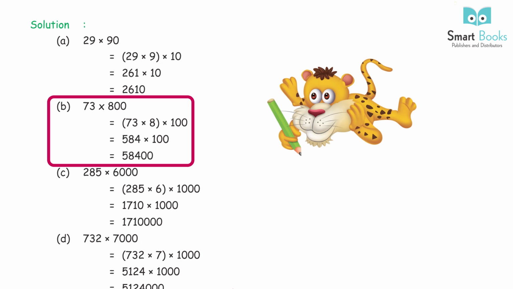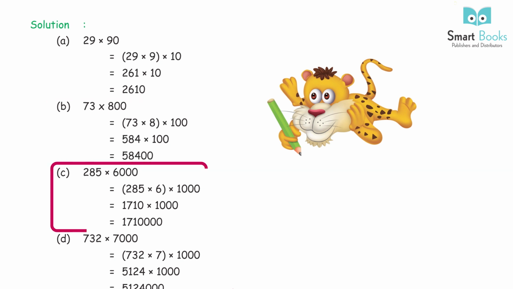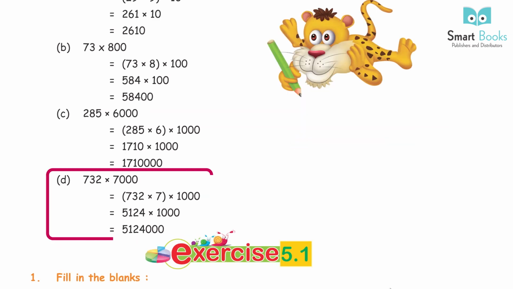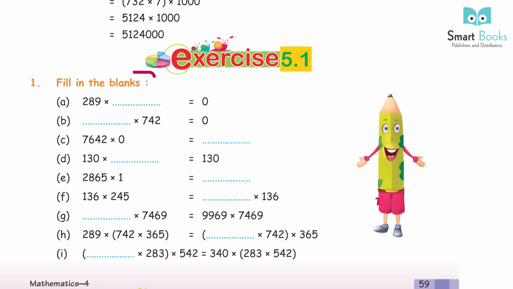equal to 58,400. C. 285 into 6000 is 285 into 6 into 1000, which is equal to 1710 into 1000, which is equal to 17,10,000. D. 732 into 7000 is 732 into 7 into 1000, which is 5124 into 1000, which is equal to 51,24,000.